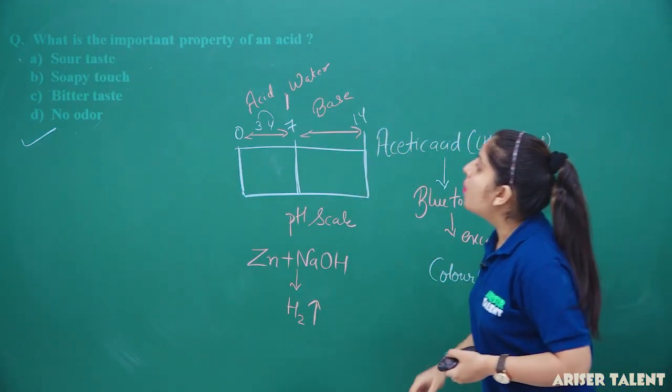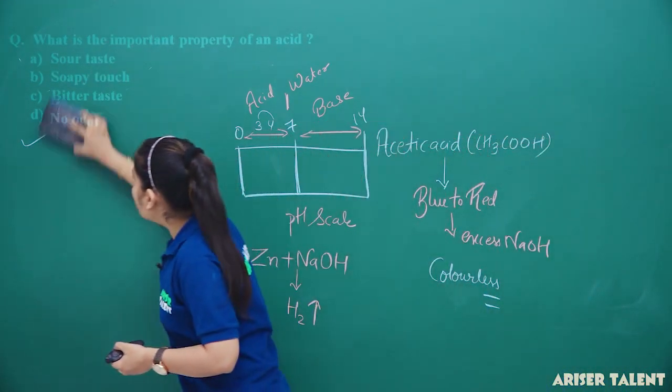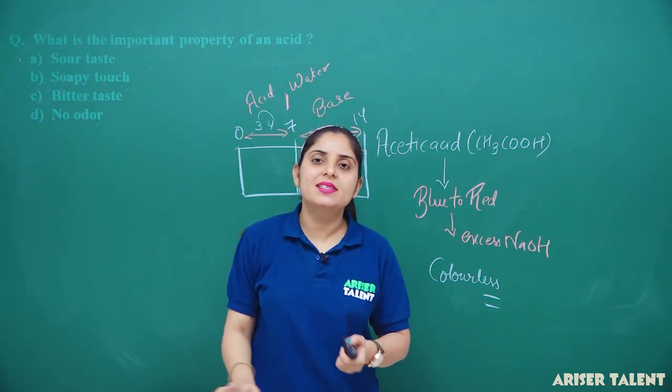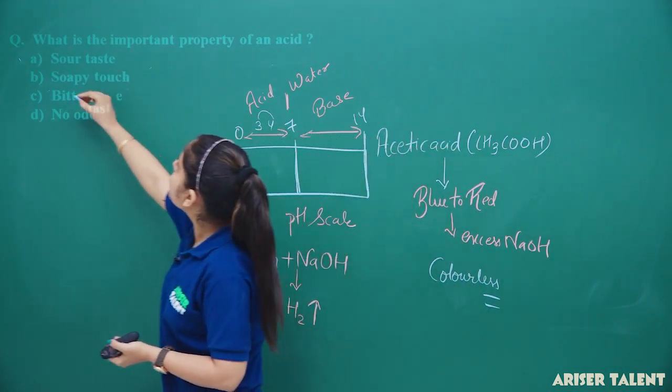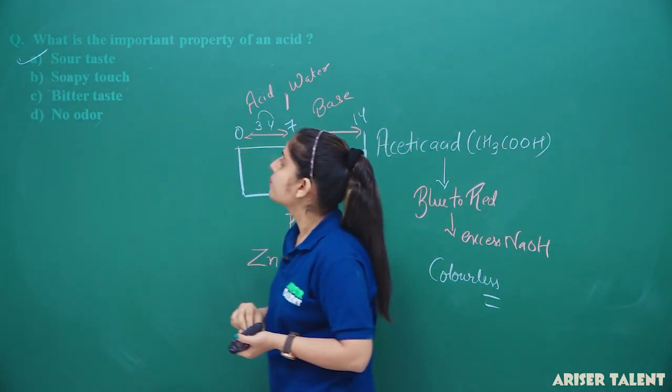What is the important property of an acid? The most basic important property of an acid is that acids are sour in taste. So the correct option will be option number A.